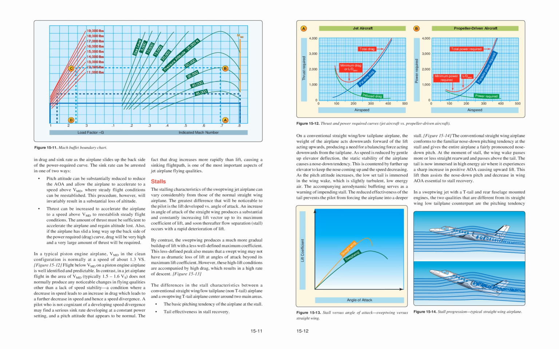As the pitch attitude increases, the low-set tail is immersed in the wing wake, which is slightly turbulent, low-energy air. The accompanying aerodynamic buffeting serves as a warning of impending stall. The reduced effectiveness of the tail prevents the pilot from forcing the airplane into a deeper stall. Figure 15-14. The conventional straight-wing airplane conforms to the familiar nose-down pitching tendency at the stall and gives the entire airplane a fairly pronounced nose-down pitch.